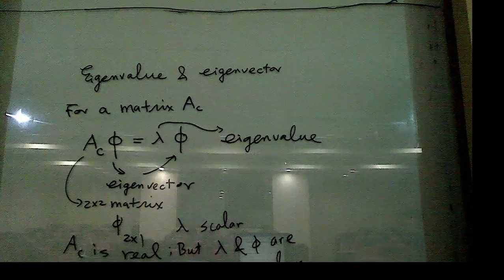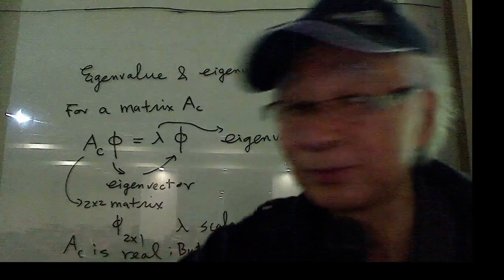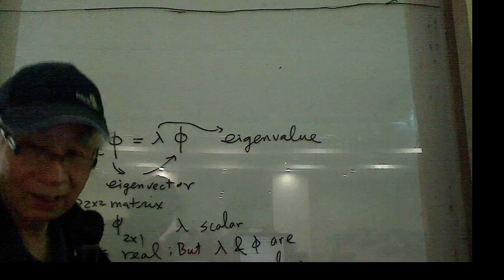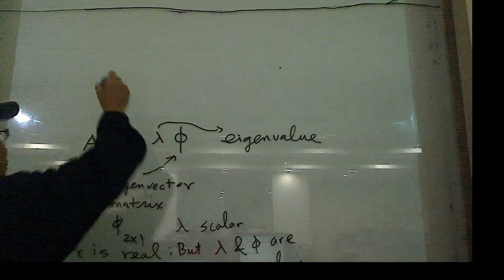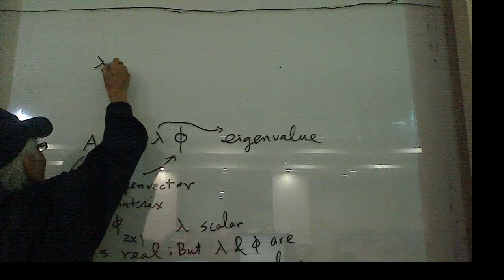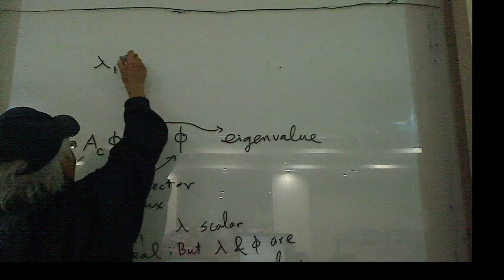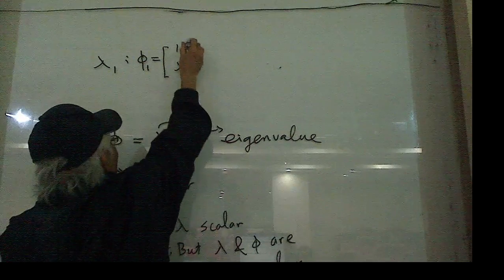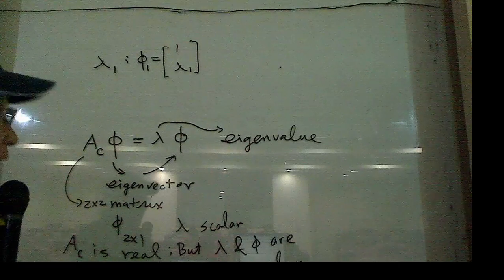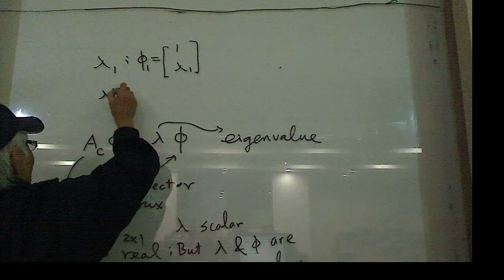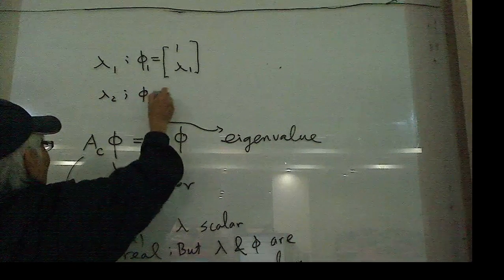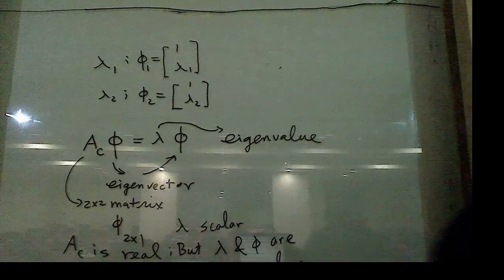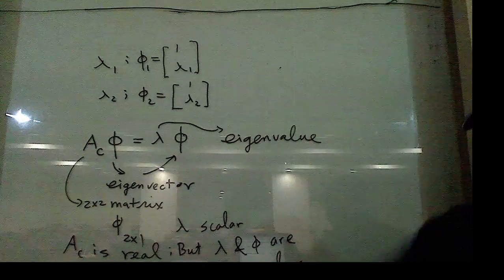All right. So in our system, we have eigenvalue 1, then our phi 1 equal to 1 lambda 1. That's one eigenvalue and one eigenvector. And then eigenvalue 2, then phi 2 equal to 1 lambda 2. That's just our system, the one I just showed you.